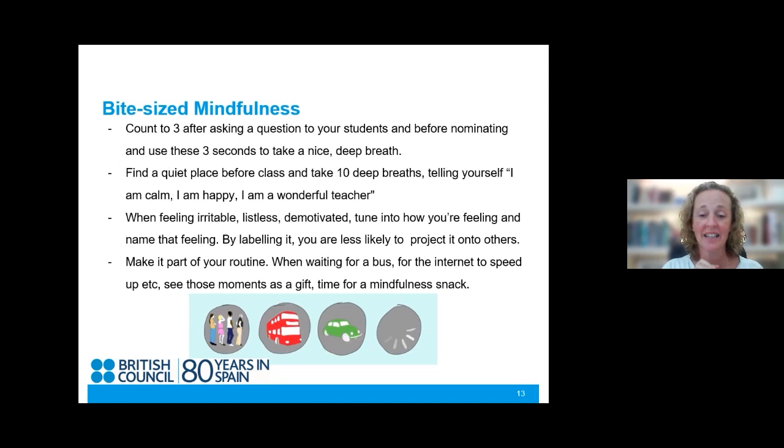Okay, and yeah, you could do this as part of your routine. You know, when you see the thing going around on the computer, something's loading, okay, do some breathing. If you've got your Tibetan bowl, do some listening. Or just sit there and do some mindful listening. Any of these times are a good time for a mindfulness snack.